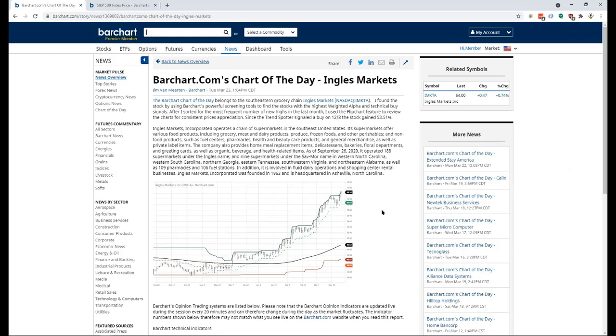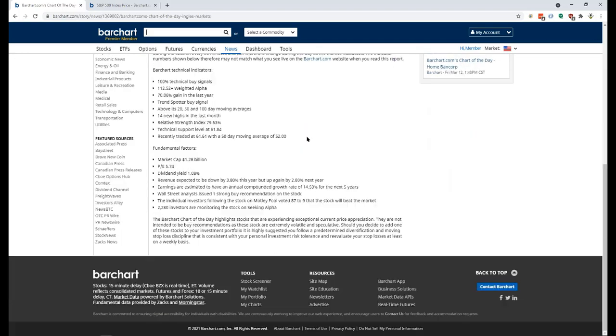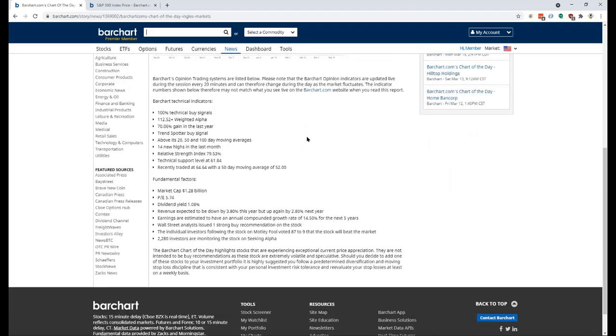Now, again with this Ingalls, I used my screening tools, and if you go down to the data at the bottom, you can see that it's got 100% technical buy signals. It's got a 112.52 weighted alpha. And look down there, it's hit 14 new highs in the last month. And it has my Trend Spotter buy signal. So you can see that stock had all three of the things I had in my screener, and it had a chart that I really liked.